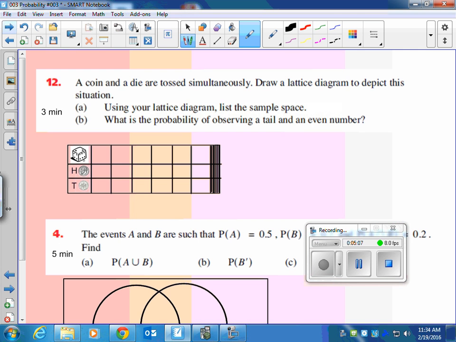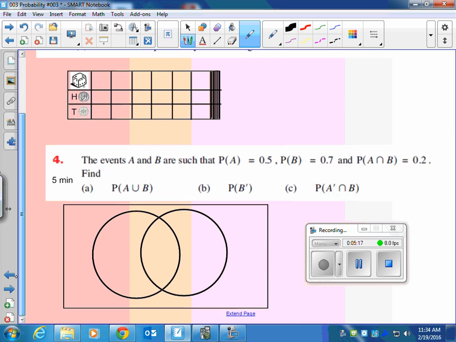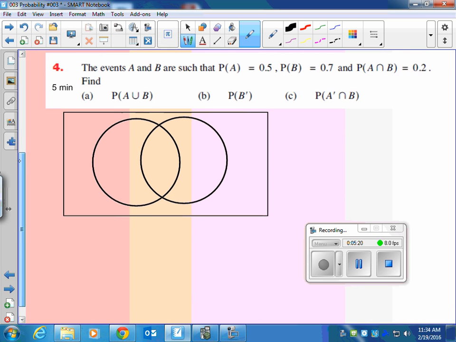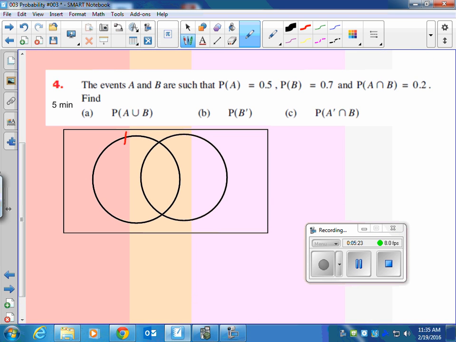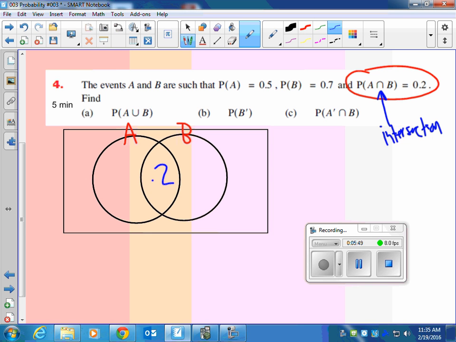Any others on this problem set? You doing okay with the Venn diagrams? 4? This one? Yeah, good review. So for number 4 Venn diagram, the events A and B are such that this is A and this is B. All of the probabilities add up to 1. So the probability of A is 0.5. The probability of B is 0.7. But they are super kind to you, saying that, what does that upside down U mean? Intersection, yeah. Okay, so A intersect B is this part here, 0.2.